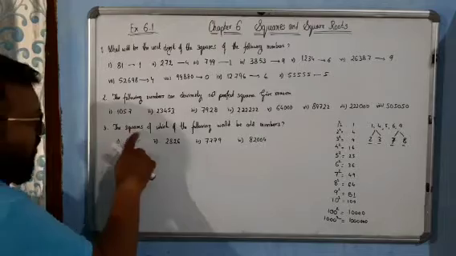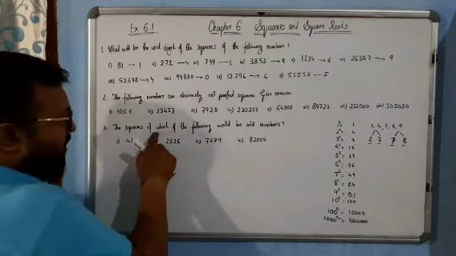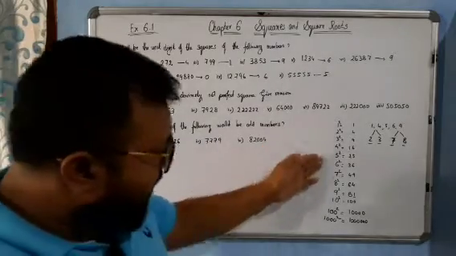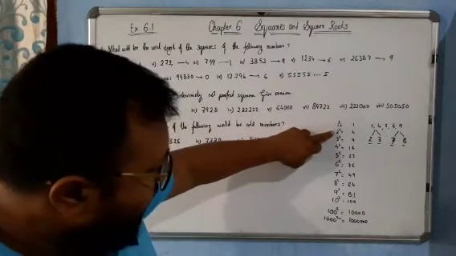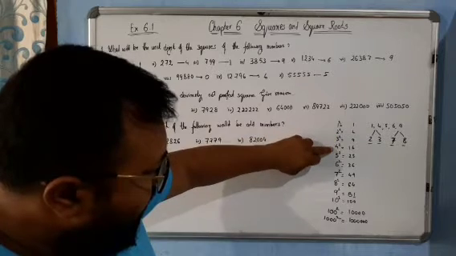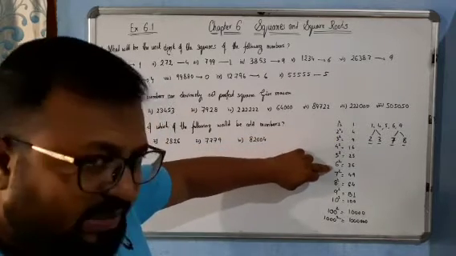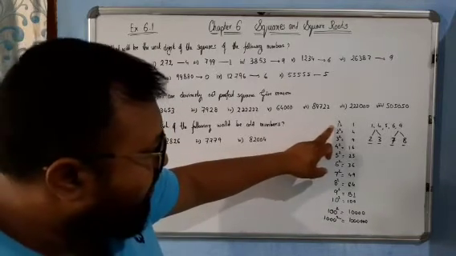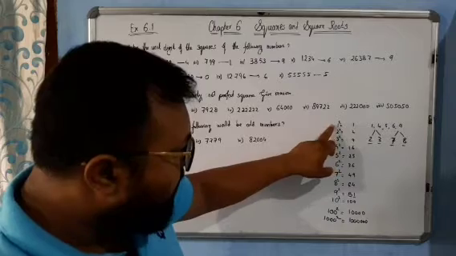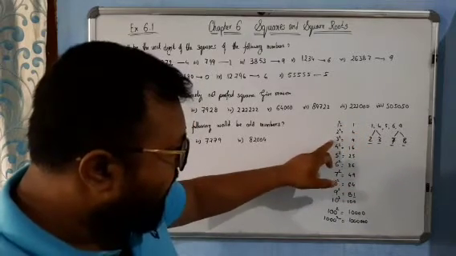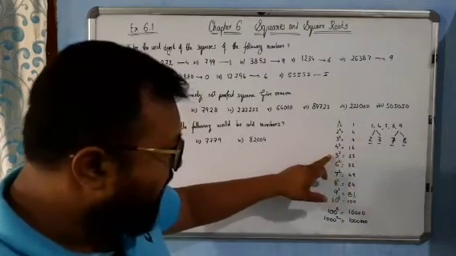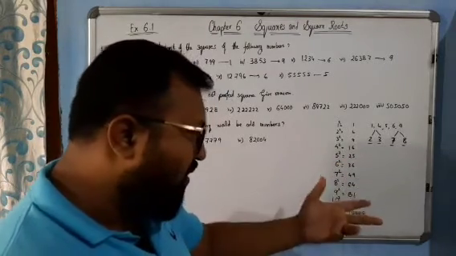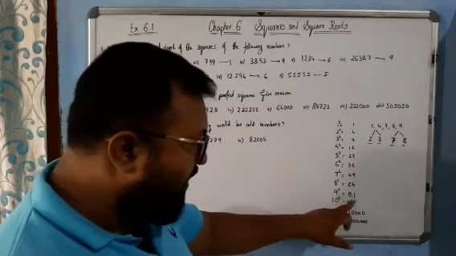Now come to the third question. The squares of which of the following would be odd numbers? Look here. 1 is odd, 2 is even, 3 is odd, 4 is even, 5 is odd, 6 is even, 7 is odd, 8 is even, 9 is odd, 10 is even. If you see, the square of an odd number is always odd. 1 square always gives you 1. 3 is odd, gives you 9, an odd number. 5 square gives you 25, an odd number. 7 is odd, its square 49 is an odd number. 9 is odd, its square 81 is an odd number.